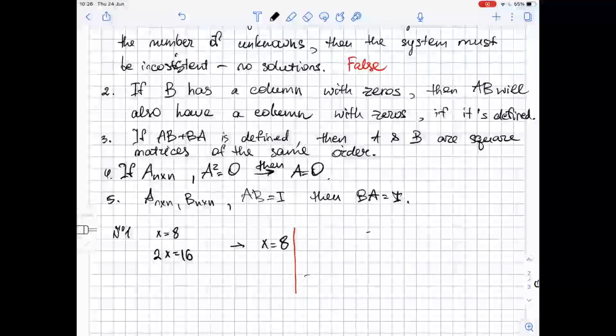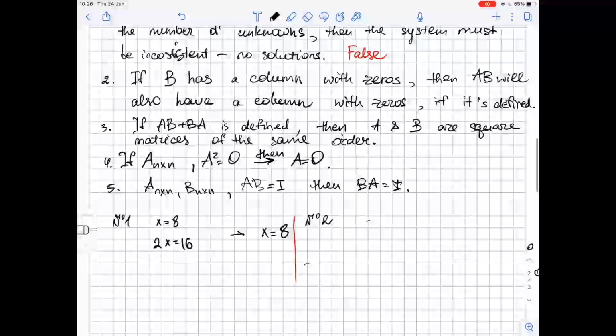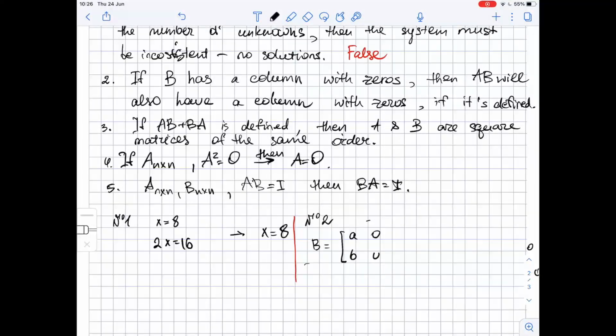So let's look at number 2. Let matrix B be a 2 by 2 matrix with a column of 0s, so its entries can be B1, 0, B2, 0. And then matrix A has entries A1, A2, A3, A4. Let's try to find their product AB.